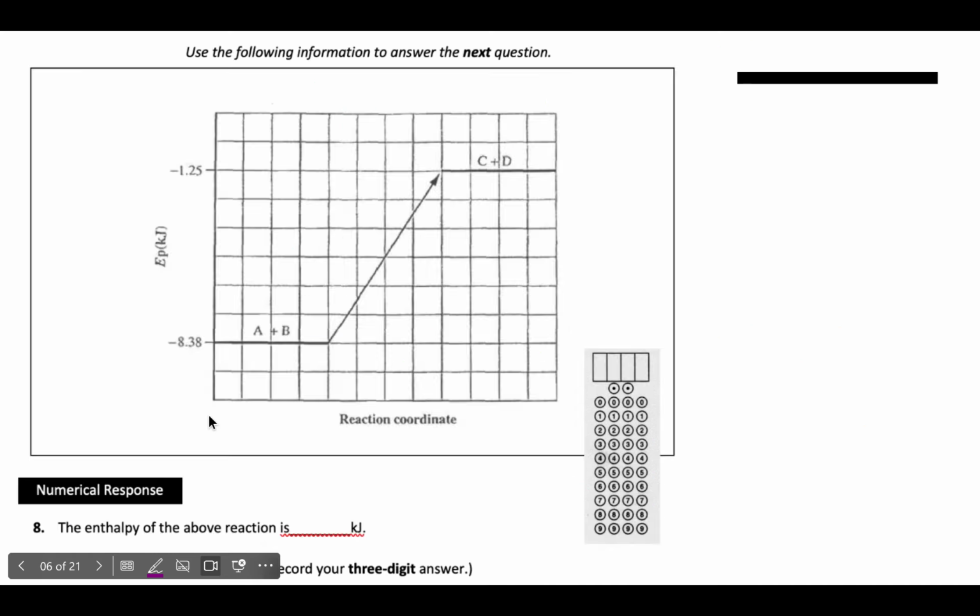All right, so moving on to this enthalpy diagram where we have our reactants at -8.38 and your products at -1.25. So when we're looking at this, your enthalpy is always between reactants and products. So that's where we find your delta H. So we're just going to take the difference. And in this case, it is 7.13. And then again, filling this in, 7.13, filling in our boxes.